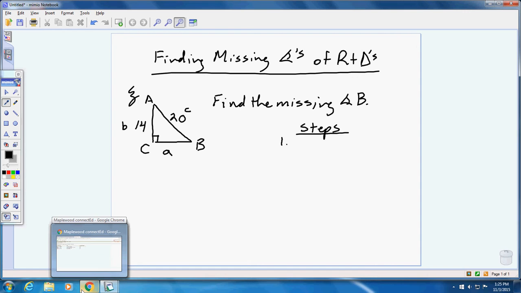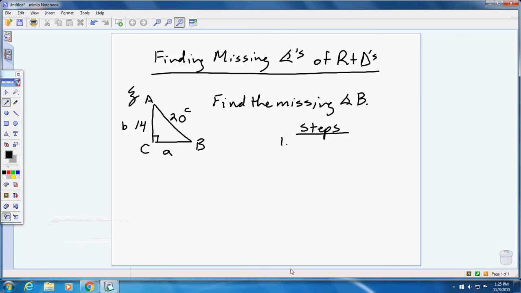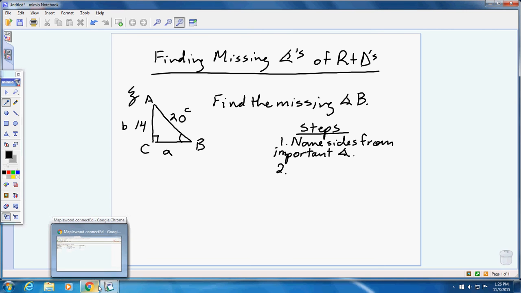The next thing, when you're using trig ratios, not Pythagoras, but trig ratios, your step 1 will always be to name sides from the important angle. And if you went back to your grade 9 notes right now, the steps will be the same. So name the sides from the important angle. And in this case, and in all cases, I always consider the important angle either the one you're trying to find, so in this case, angle B, or whatever angle you have.